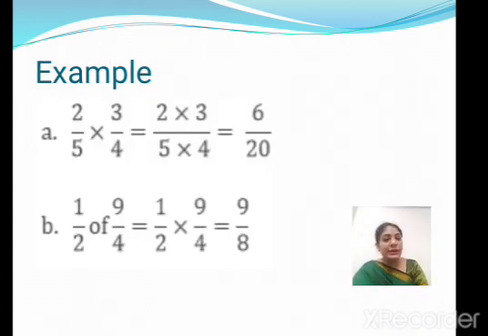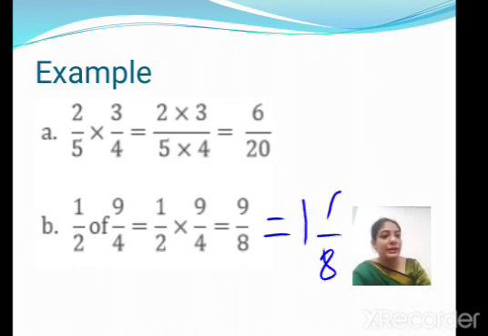Let's see the example here. 2 by 5 multiplied by 3 by 4. So the answer will be 2 into 3 upon 5 into 4, which is equal to 6 upon 20. Here in the second one, 1 by 2 of 9 by 4. So 1 by 2 into 9 by 4. 1 into 9 is 9, 2 into 4 is 8. And we can write it as a mixed fraction also, 1 whole 1 by 8. Do it by yourself.